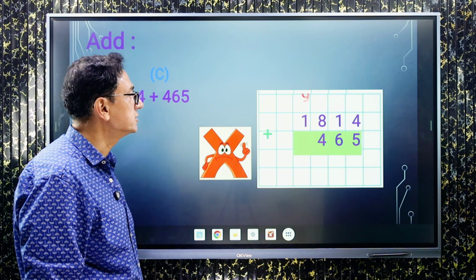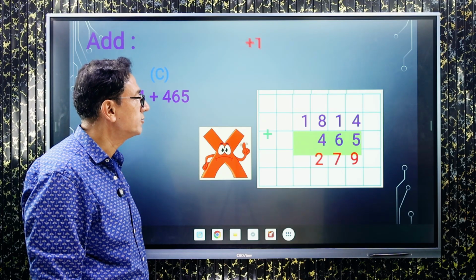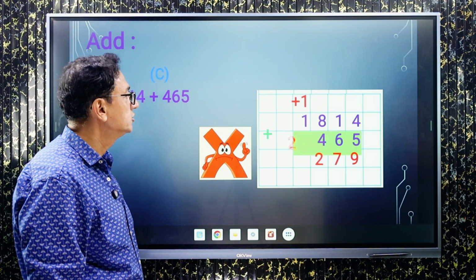4 plus 5 equals 9, 1 plus 6 equals 7, 8 plus 4 is 12, write 2 and carry up 1. 1 and 1 equals 2.